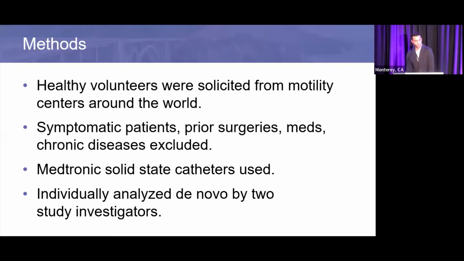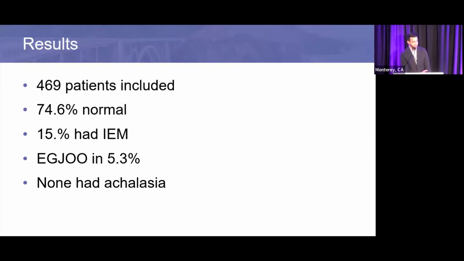So these were healthy individuals solicited from motility centers. Symptomatic patients, prior surgeries or chronic diseases were excluded. These were mainly done with the Medtronic solid state catheters, and all of the studies were analyzed de novo by 2 of the investigators. They found 469 healthy controls total.